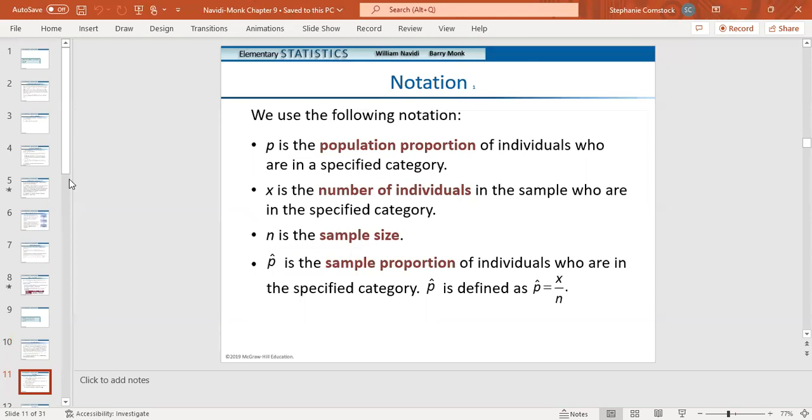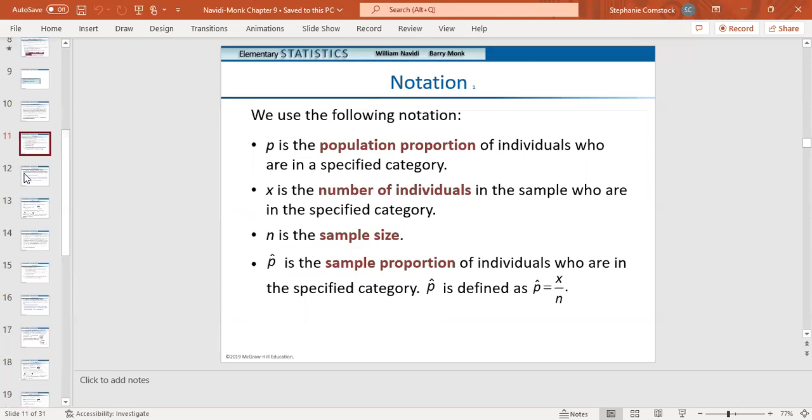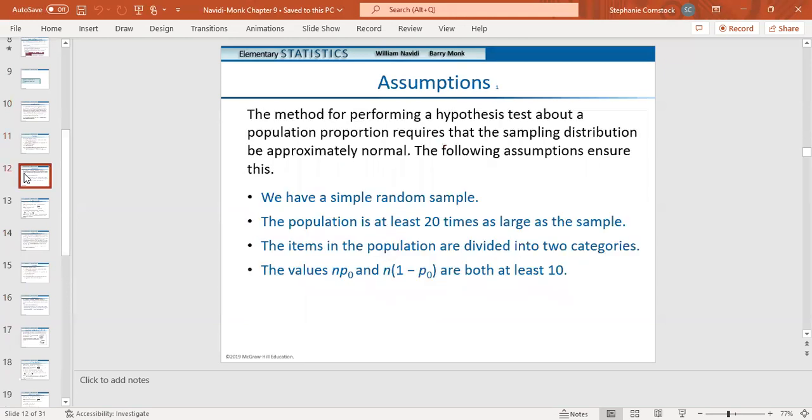Now, when we're doing these hypothesis tests on population proportions, there are a couple of things we have to assume. The method requires that it's approximately normal. Here are the things we have to assume to make sure this happens. Number one, that we're doing a simple random sample, so not a convenient sample or anything that might give us biased data. Number two, the population is at least 20 times as large as the sample. For the teachers, are we assuming there are 20 times more than the 500 teachers that were in the survey?